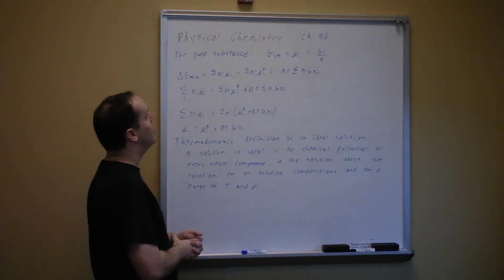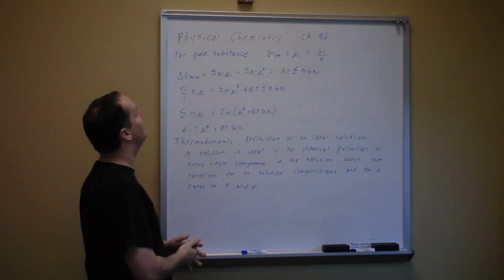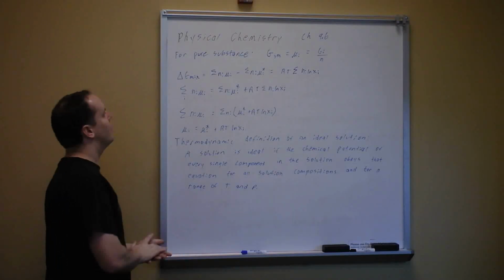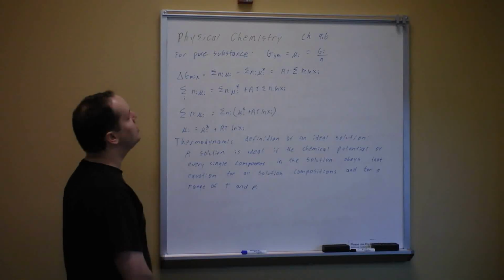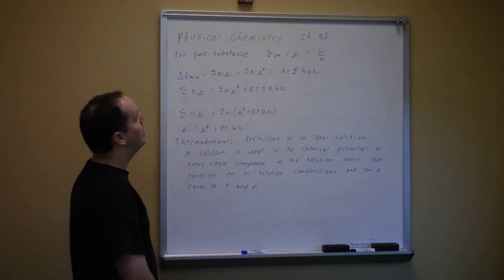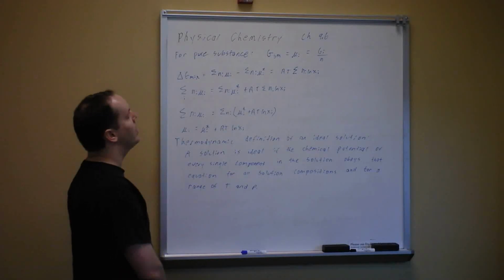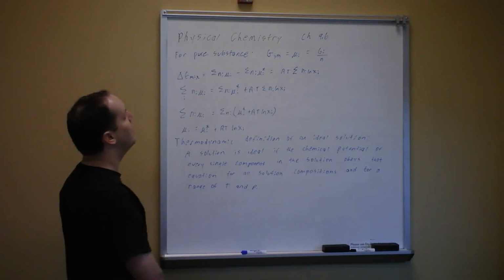Talking about physical chemistry. We're in chapter 9, we're just starting section 6 now. So for our pure substance, we said that the molar Gibbs free energy of that substance is equal to mu, or chemical potential of that substance. And that, of course, would be the Gibbs free energy of the substance divided by n, the number of moles of that substance.